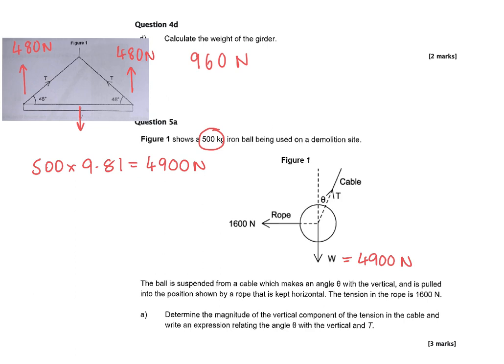And if that's our weight going down, we must also have that force going up somewhere to keep it in equilibrium. And that's got to come from the tension. So we know if we resolve this tension going vertically, T cos angle has got to be equal to 4,900. So what the question asks is to write an expression relating the angle with the vertical and T. So I'm just going to rearrange that to give what T is. T is equal to 4,900 divided by cos angle. That is all this question wants.